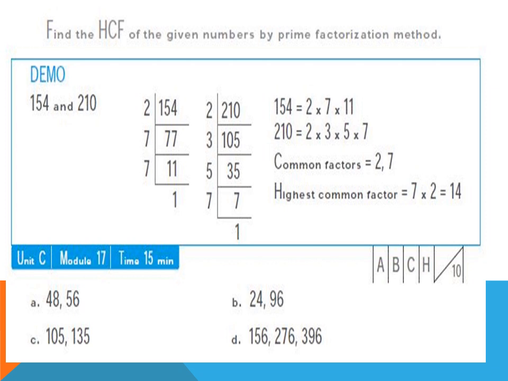In the same way, pause the video for 15 minutes. Do all the problems in module number 17. Now, before you start, look at question number D. There are 3 numbers. You have to prime factorize each of those 3 numbers separately, then find the common factors. Now pause the video for 15 minutes. Try to do this yourself. Even if you do it wrong, don't worry, I will show you the correct answers.